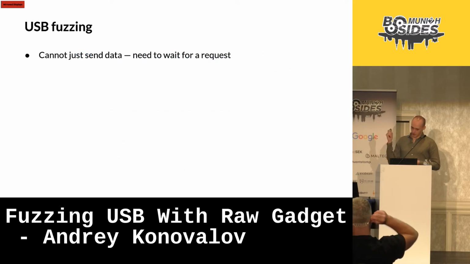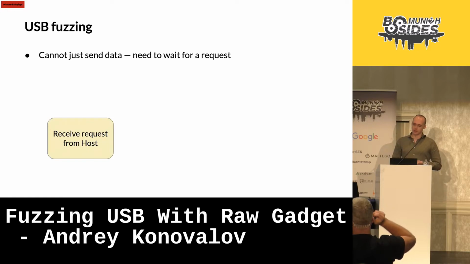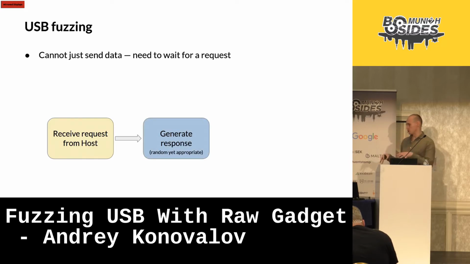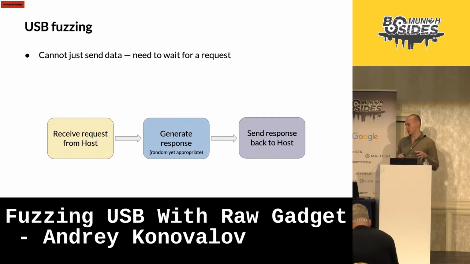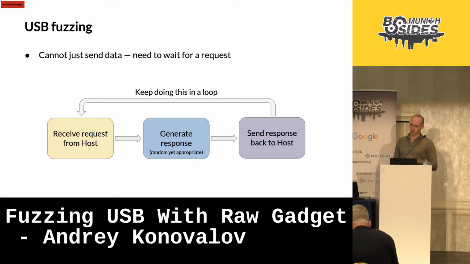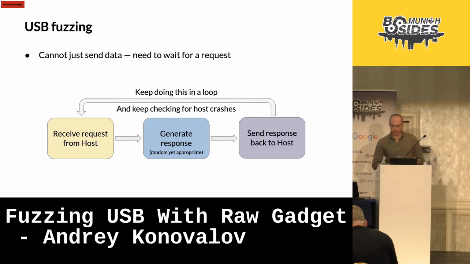All right. So the key part about the protocol is we cannot just send data. The way a USB fuzzer would work is first, it would wait until a request from the host. Then it would generate a response to this request and send it back, and keep doing this in a loop. The fuzzer also needs to monitor the host for crashes. And if at some point the host crashes, that means we managed to find a bug. Okay, this is a high-level overview of how USB fuzzing would work.